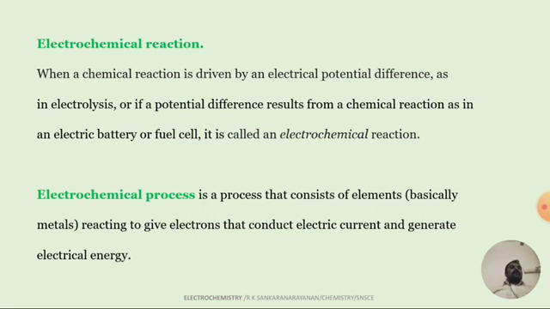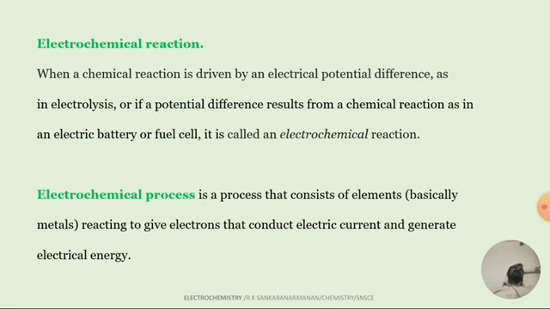The electrochemical process is a process that consists of elements, basically metals, reacting to give electrons that conduct the electric current and generate electrical energy. Many metals are there: zinc, copper, cobalt, nickel, iron, gold, platinum, and palladium. These elements react and give electrons that conduct the electric current and generate electrical energy.